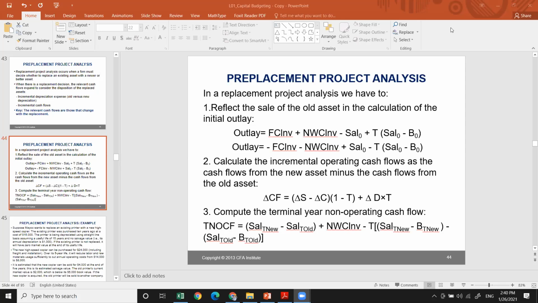So let's see how it works in a real case, with the example given in the slides, in the next slide.